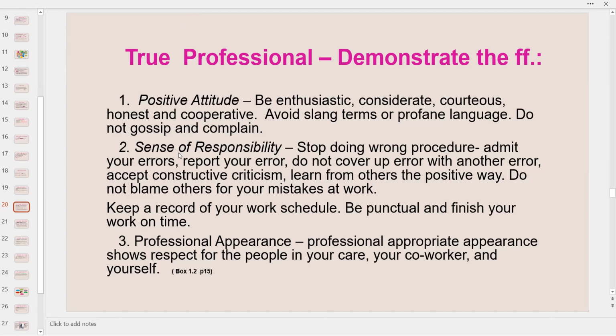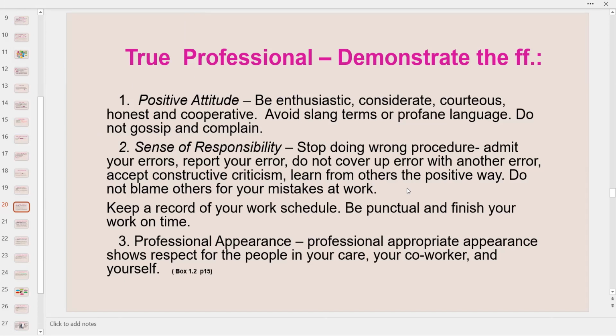The second quality of a professional is a sense of responsibility. An example is when you make a mistake at work. The first thing you should do when making a mistake at work, especially if it is a medication error, is to stop doing that procedure. Stop, admit your errors, and then report your errors. Do not cover up your error with another error. Accept constructive criticism. Learn from others in a positive way, and do not blame others for your mistake.